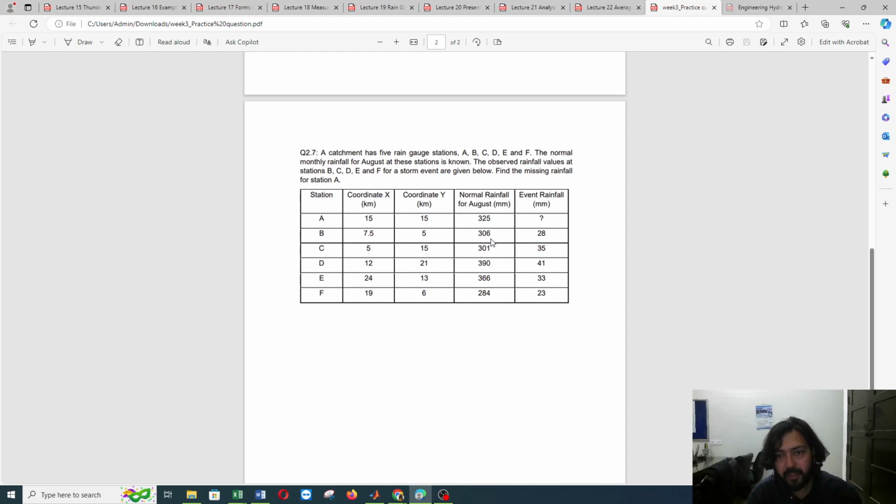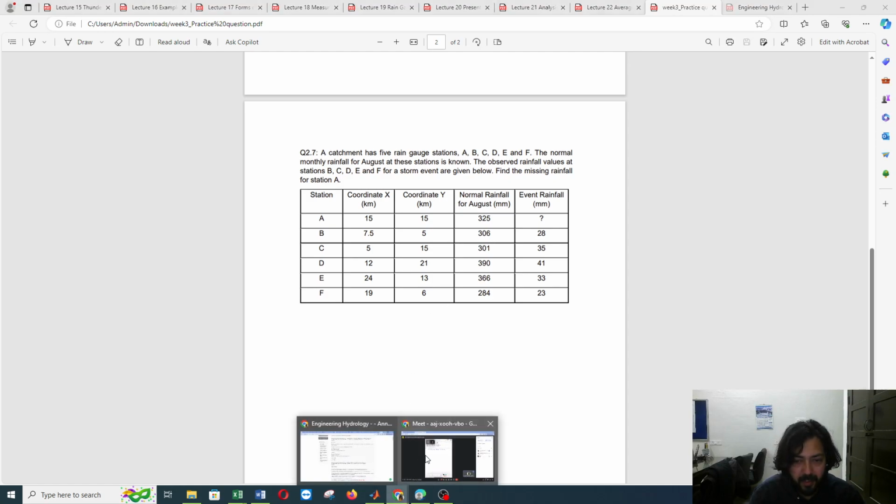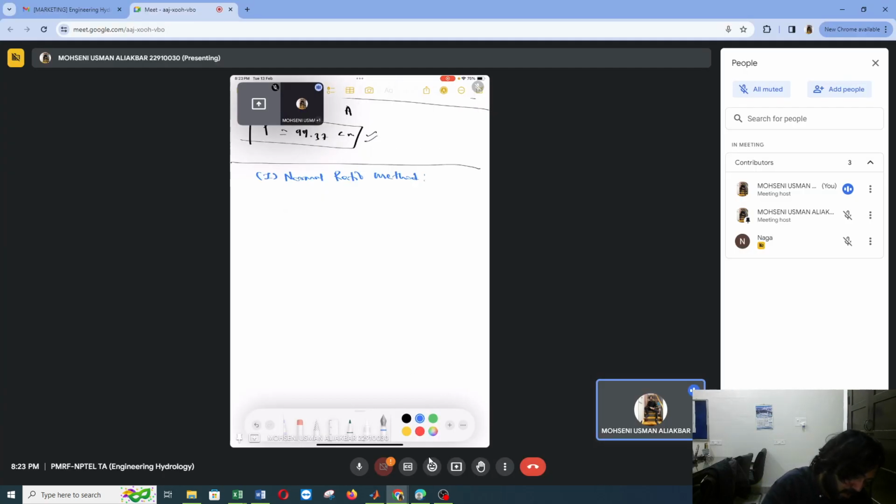So, normal ratio method. First we would like to write the equation for that. Since the P value of A is missing, P of A divided by the normal ratio at A is equal to 1 upon M. M means how many rain gauge stations' values are known to us. There are a total of 5, and out of 5 only one is missing, so M would be 4.